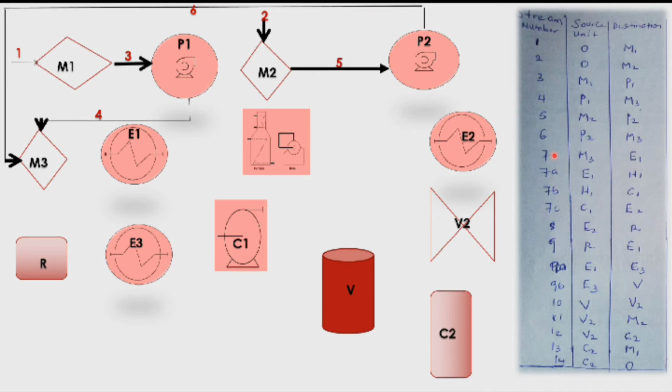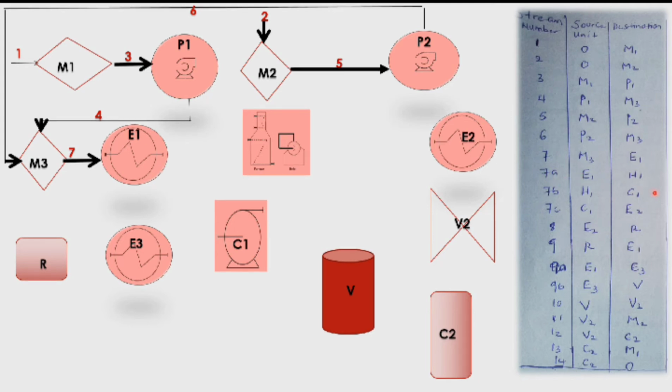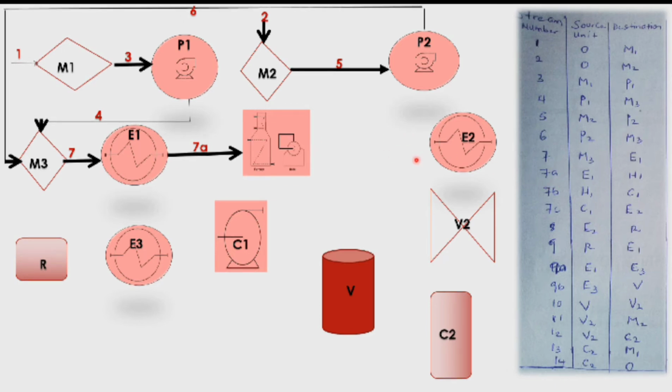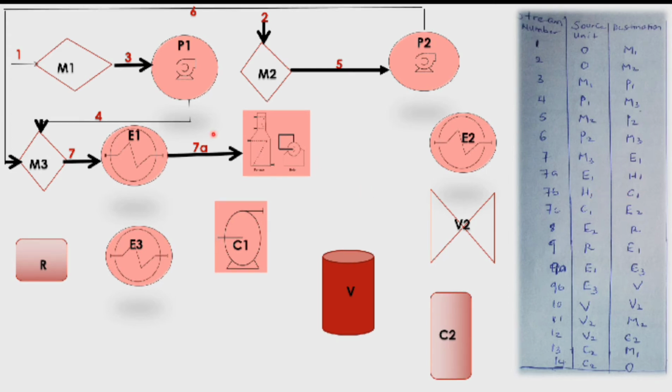Stream number 7 is from M3 to E1. So we are moving from M3 to E1. That's your stream number 7. Stream number 7A is from E1 to H1. That's your heat exchanger to the furnace. So we are moving from E1 to H1. Then you have your 7B from your furnace to your compressor C1. So you have from H1 to C1. That's your 7B.